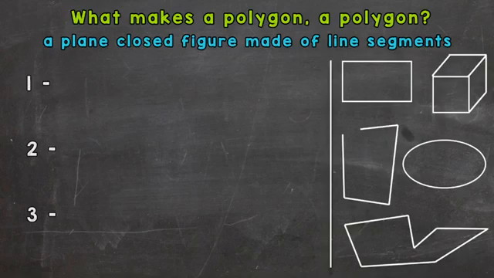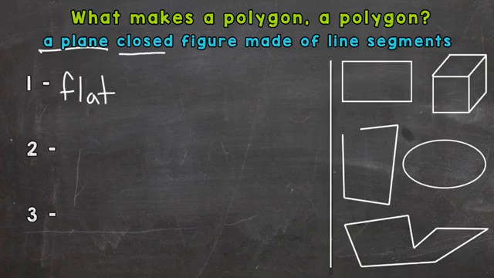So the first characteristic in our checklist is a plane figure or plane shape. That just means the figure or shape has to be flat. So if it's three-dimensional, like a cube, a pyramid, or a rectangular prism, those are not polygons. So again, it has to be flat.